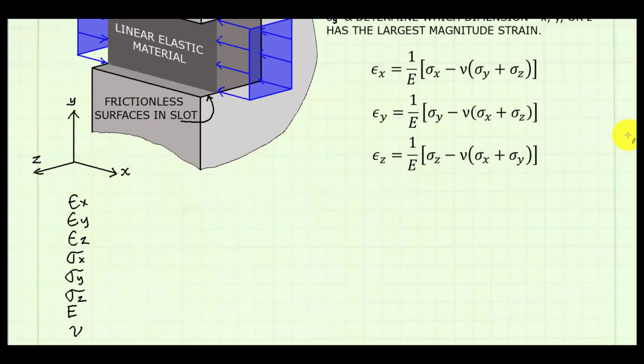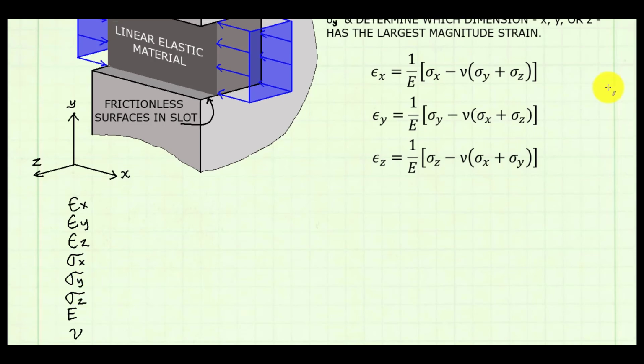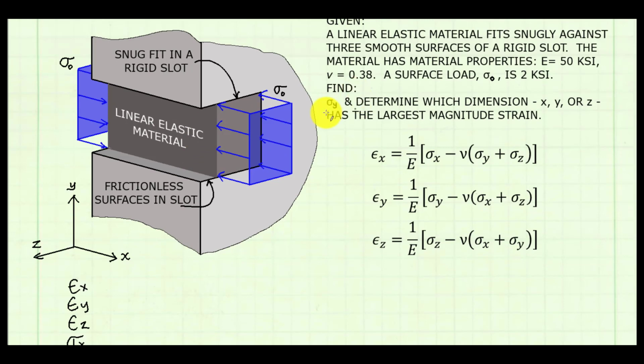I recommend starting this problem by considering all the variables that are present in the 3 generalized Hooke's law equations. There are 3 strains, one in the x, y, and z direction. There are 3 normal stresses, one in the x, y, and z directions, and modulus of elasticity and Poisson's ratio. After listing the variables, consider which ones you have and which ones you're trying to find. This seems easy, but it can sometimes be a challenge. We're given the value for modulus of elasticity and nu. They were 50 ksi and 0.38 respectively.